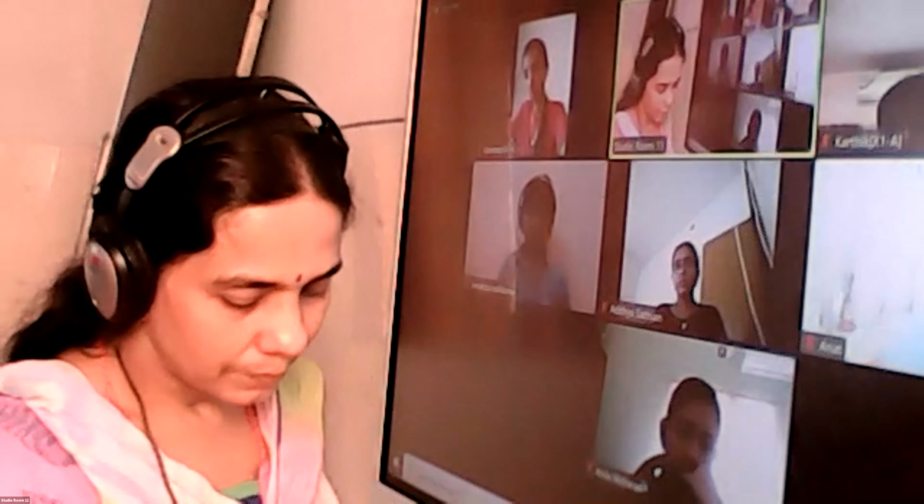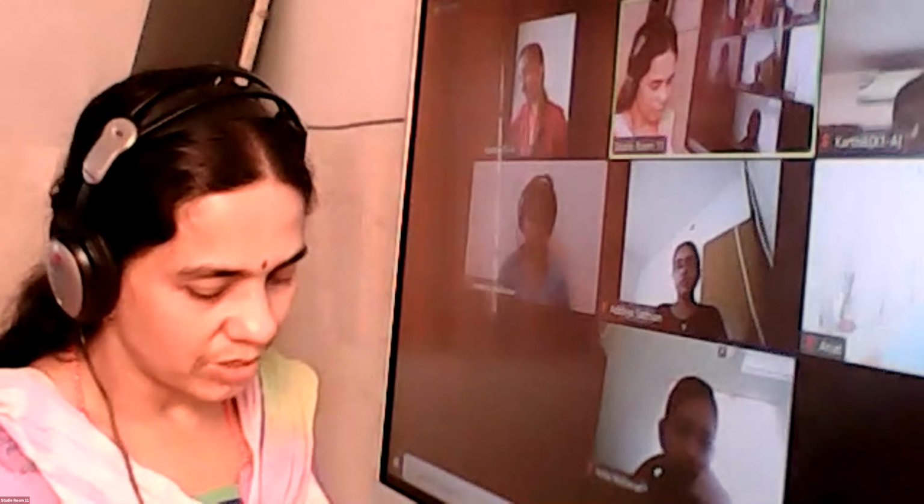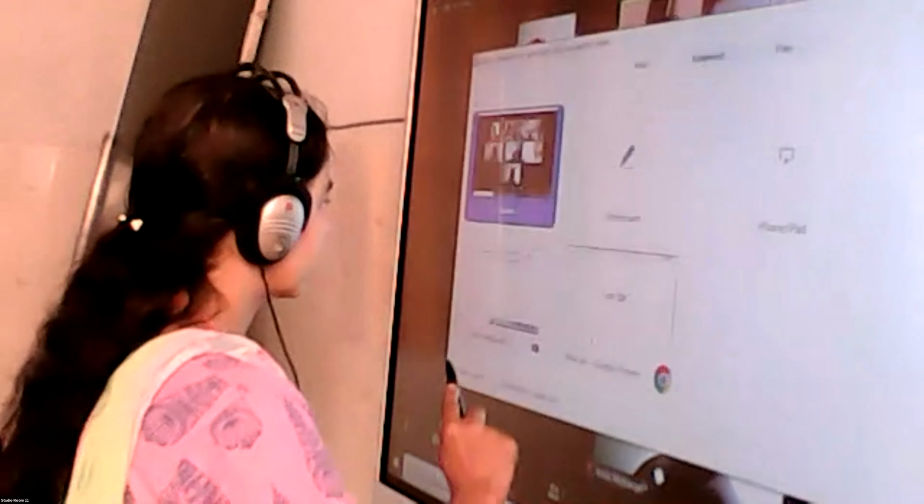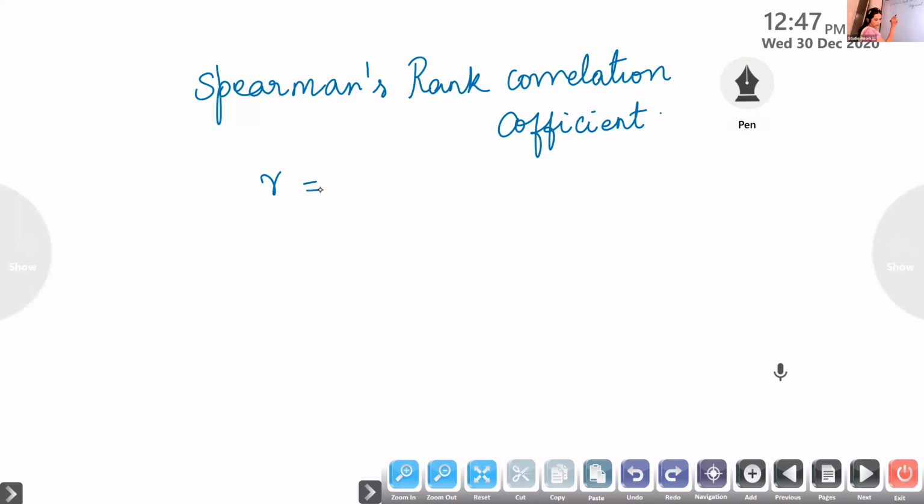So first write the heading, Spearman's rank correlation coefficient. First you write the formula. The formula for rank correlation is R is equal to 1 minus 6 into sigma d square by n into n square minus 1. This 1 is separate. 1 minus 6 into sigma d square by n into n square minus 1.